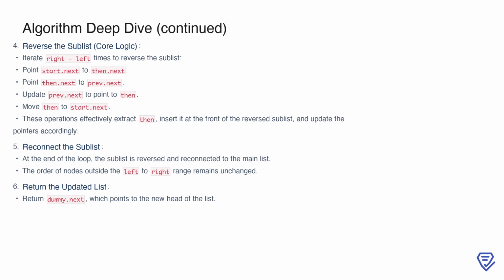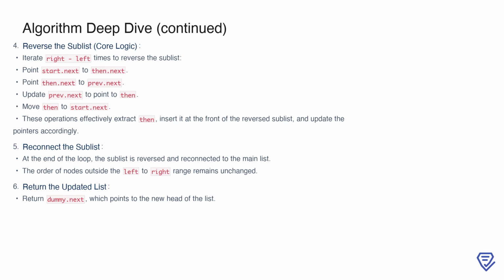Next, we move into the core logic of the algorithm, which is the actual reversal of the sublist. This is achieved through an iterative process that runs right - left times, corresponding to the number of nodes in the sublist to be reversed. During each iteration, we adjust the pointers to reverse the order of the nodes. Specifically, we first update start.next to point to then.next, effectively removing the then node from its current position.